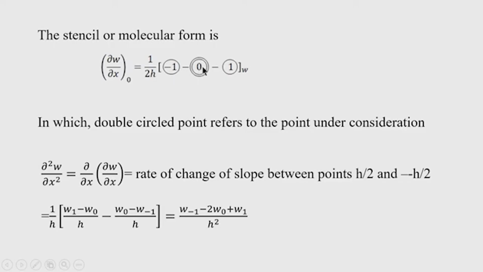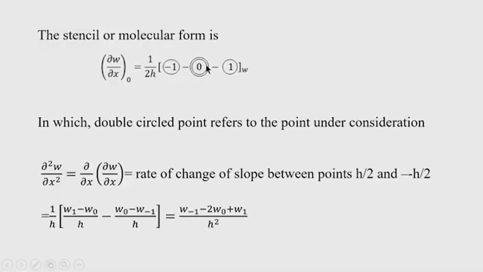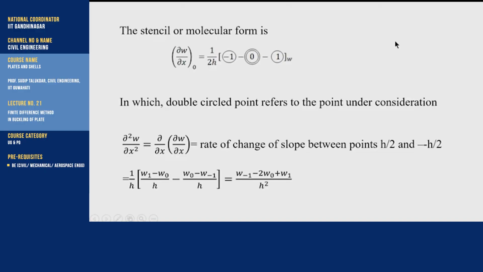So, this value is taken at 0. This form is suitable, because when we want to compute the slope at any point, we just place the stencil on the finite difference mesh, centering this double circle point on the node where we want the slope. Okay. So, the double circle point refers to the point under consideration.